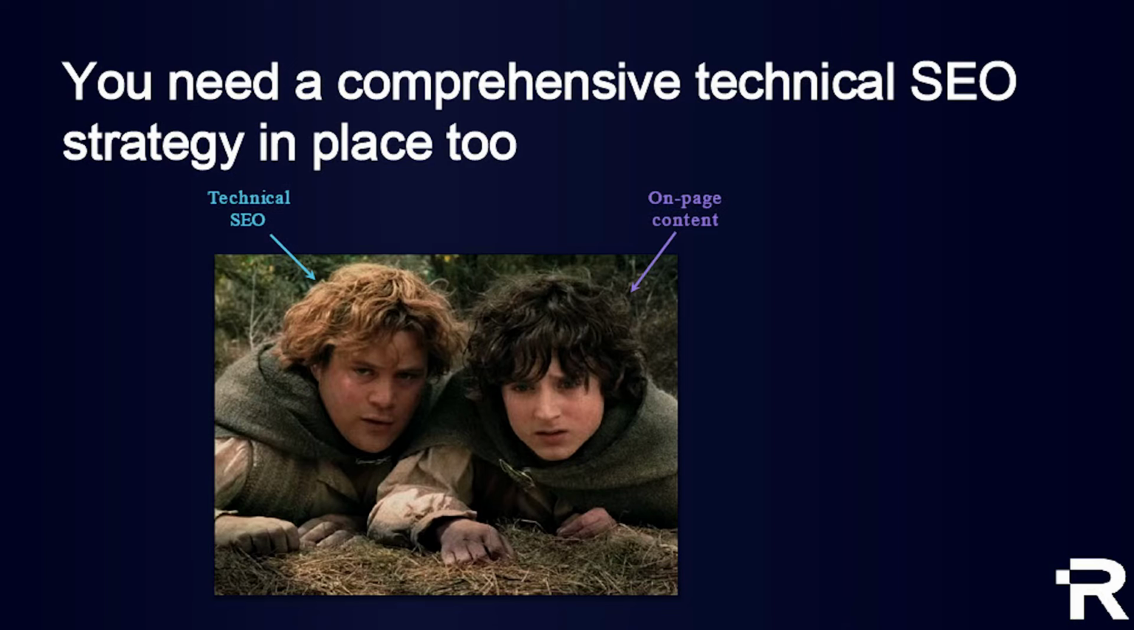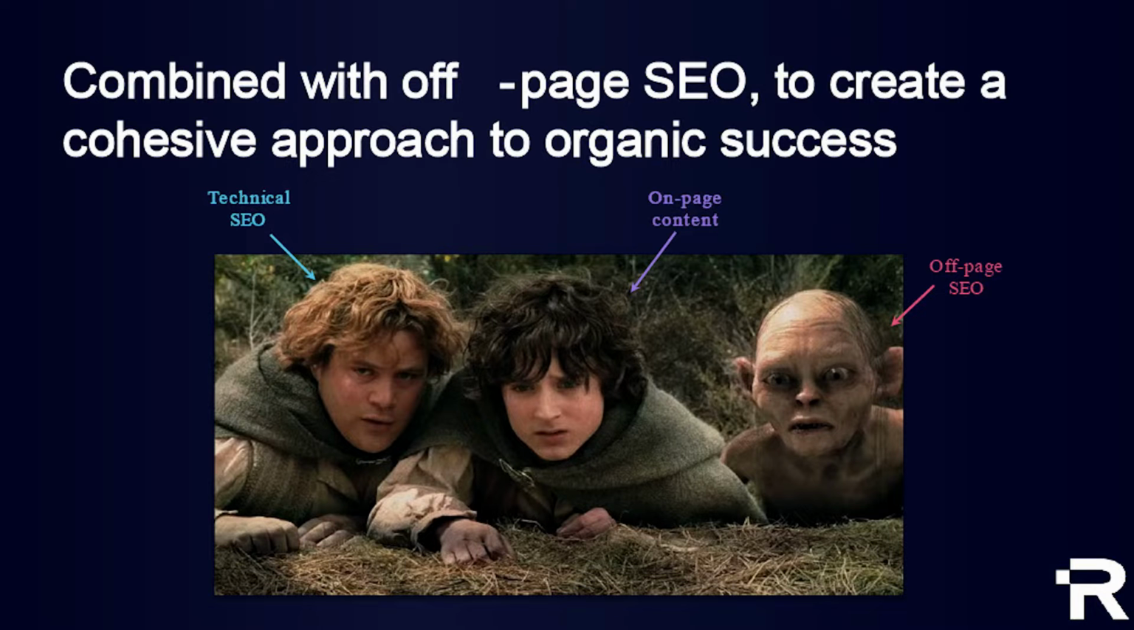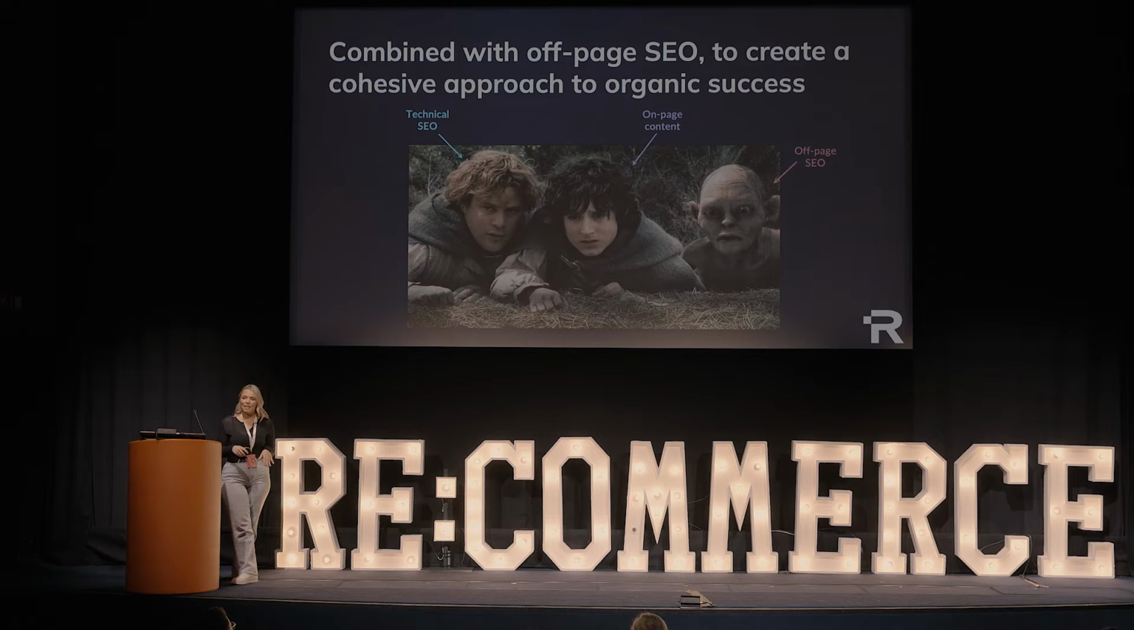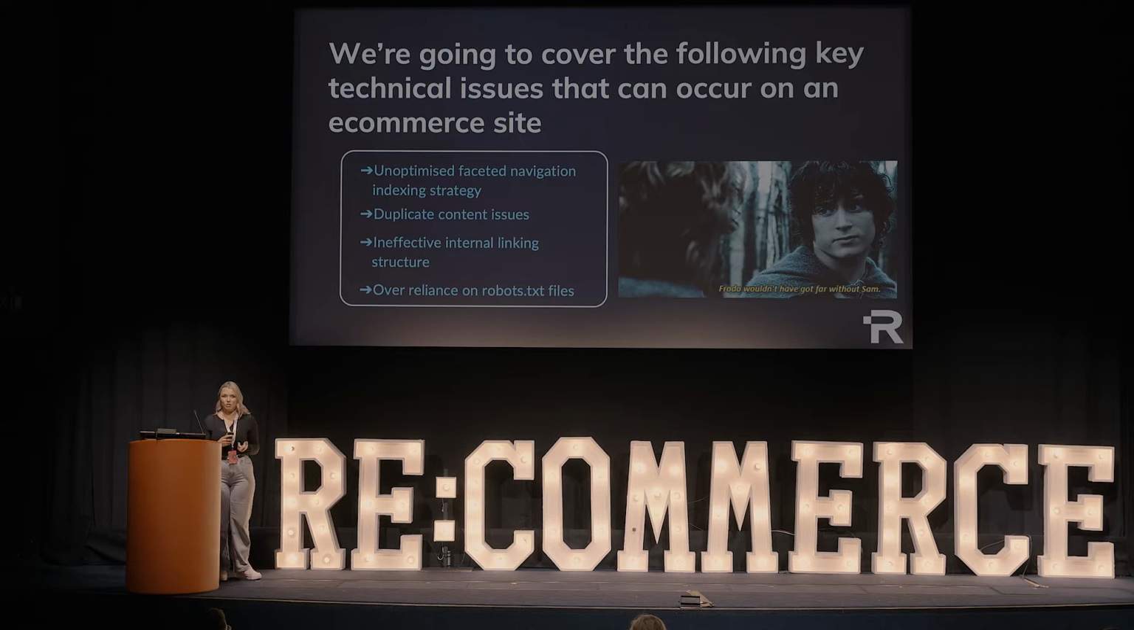So you've got your technical SEO in there as well. You need a comprehensive technical SEO strategy in place, and probably a little bit of off-page SEO. Like Gollum, it can be a little bit toxic if it's not done well, but if it's done well, it's going to help you get there. So with that being said, we're going to cover the following four key technical issues to do with your faceted navigation, duplicate content, internal linking, and then finally a bit of an over-reliance on robots.txt files.